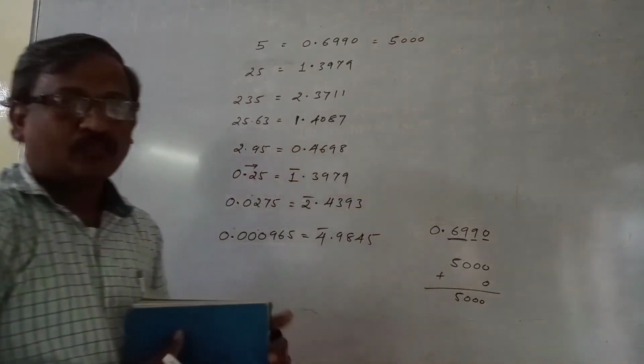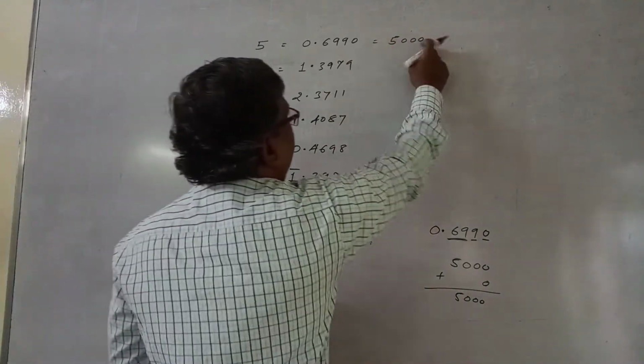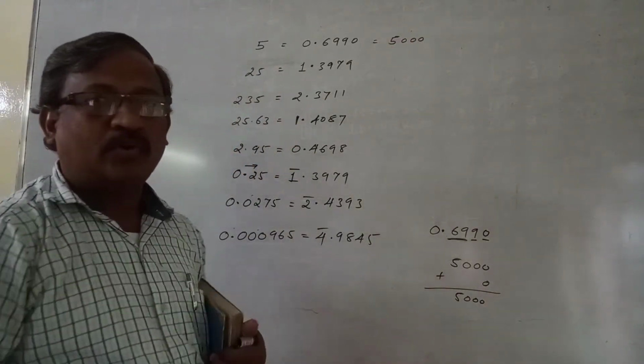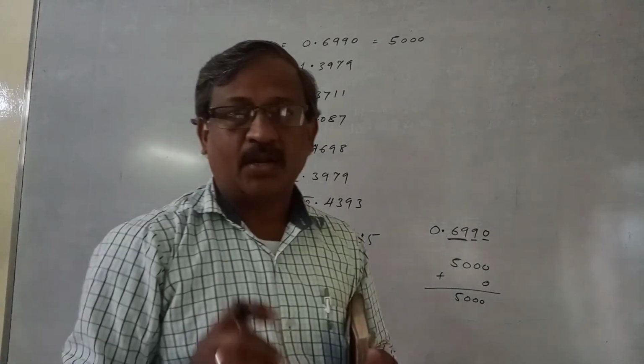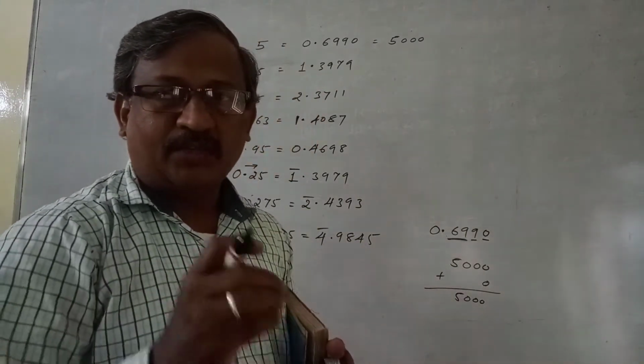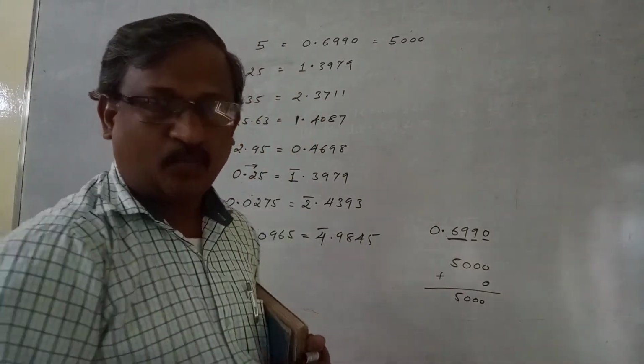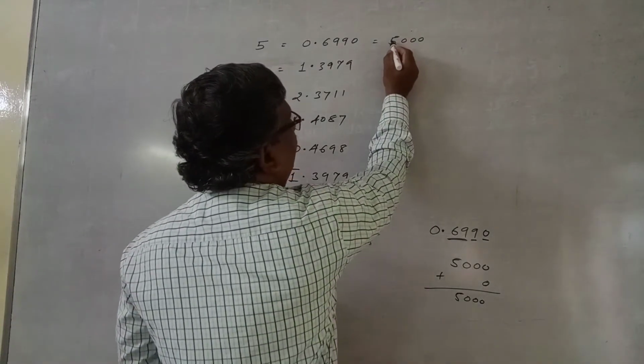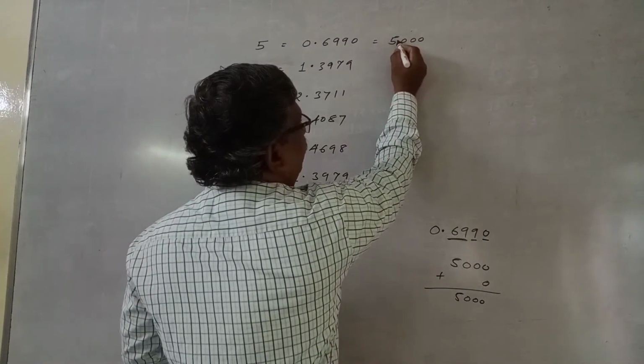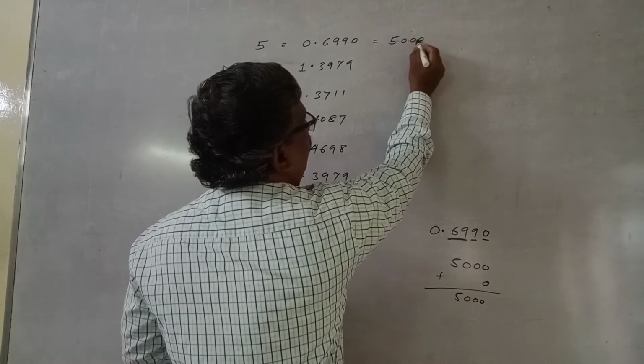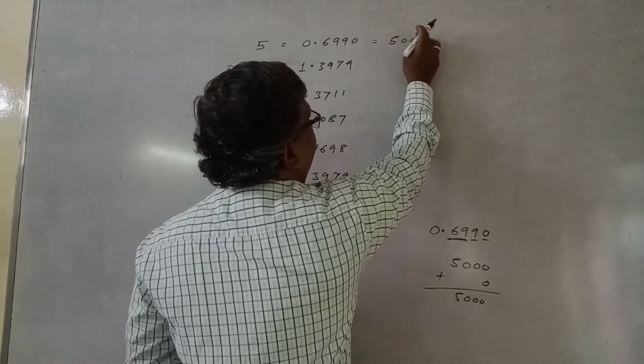5000. So after writing the value 5000, now we have to place the decimal point. Now the question arises where to place the decimal point. Whether we have to place the decimal point before 5 or after 5 or after 1 zero or after 2 zeros or after 3 zeros, right?